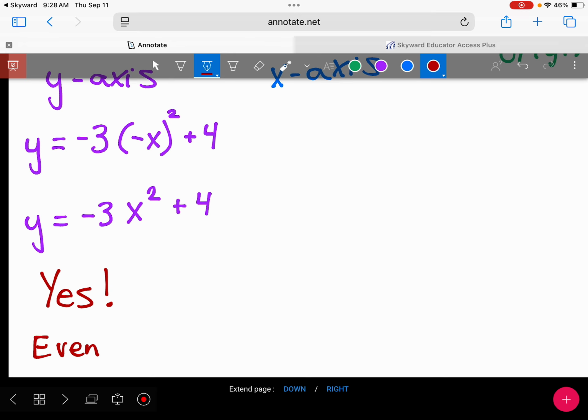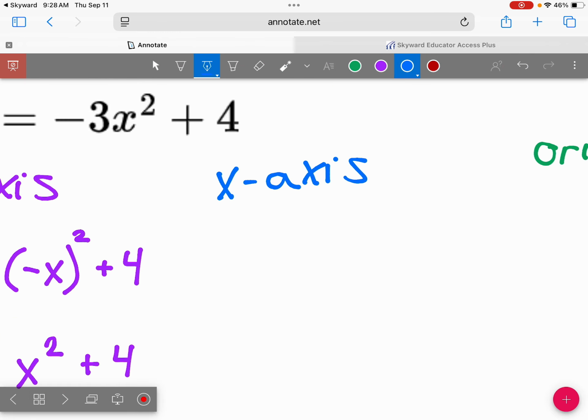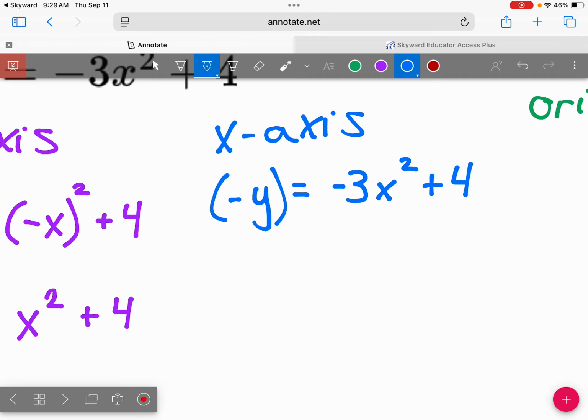We are still going to test for our x-axis and our origin symmetry. It is not super common, but it is possible. So for our x-axis symmetry, we want to know if we switch our sign on our y, if that's the exact same thing as our minus 3x squared plus 4. We substitute in a minus y. That's just going to give us minus y equals this thing.